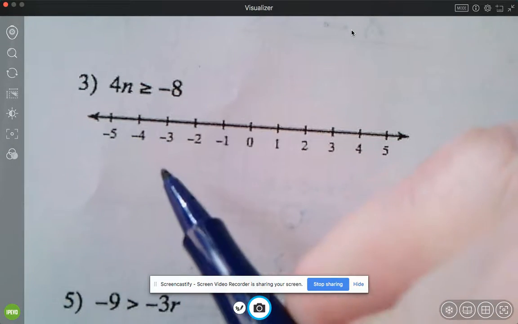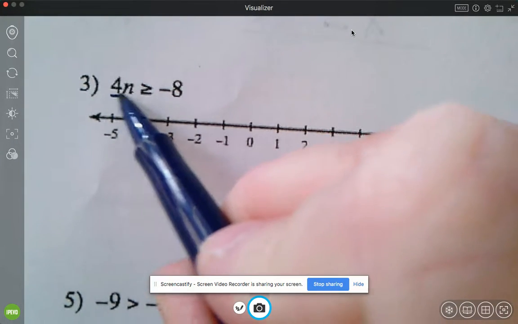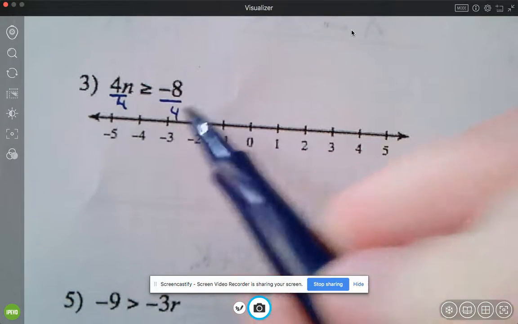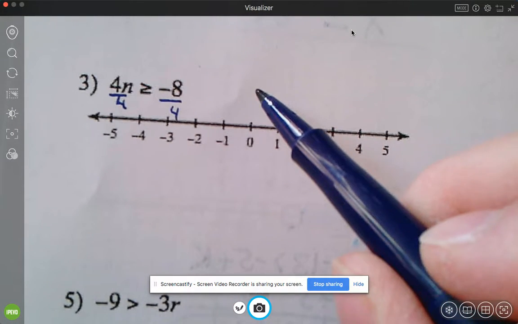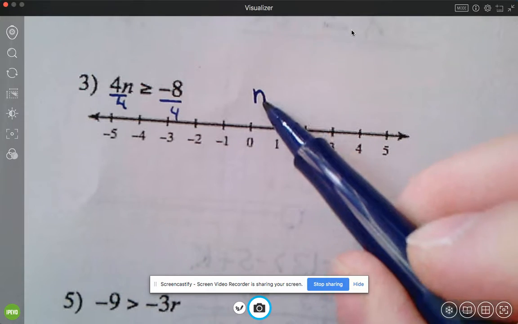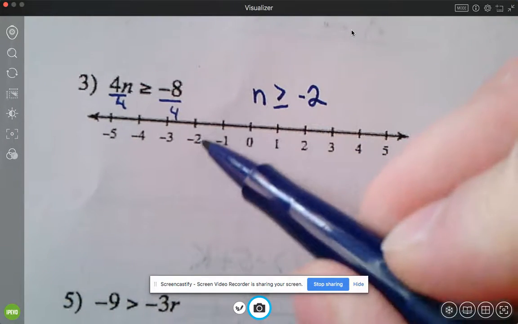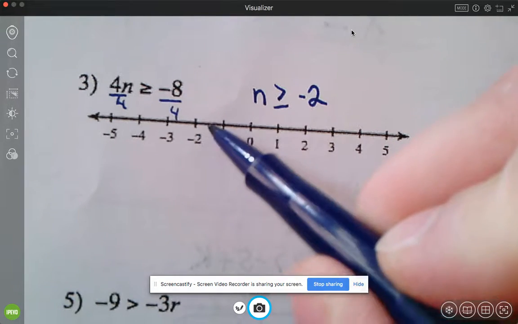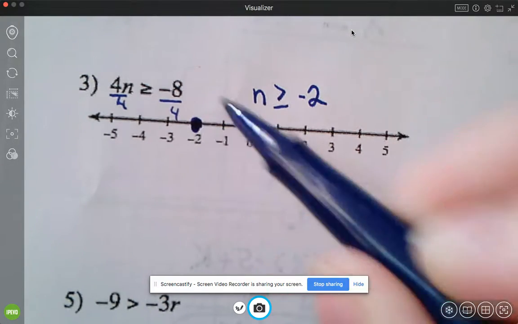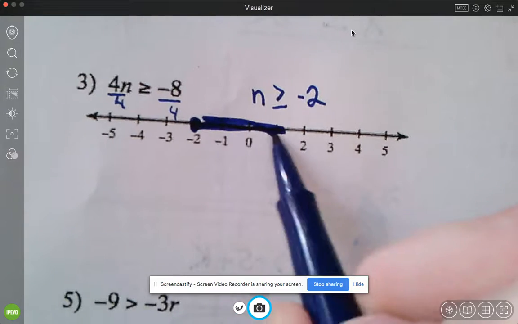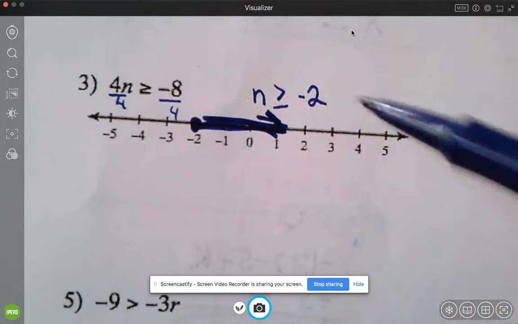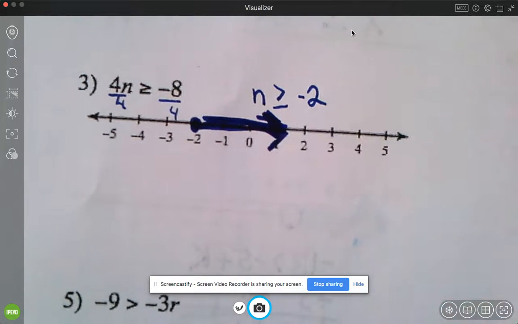So this one, what's the step we're doing? Divide by 4. Raise your hand. Is it going to switch? No, it will not. So you'll be left with n is greater than or equal to negative 2. So simply put another closed dot at negative 2 and shade in this direction. So I'm going to pause the video and see if you can try 4 and 5 with a partner.